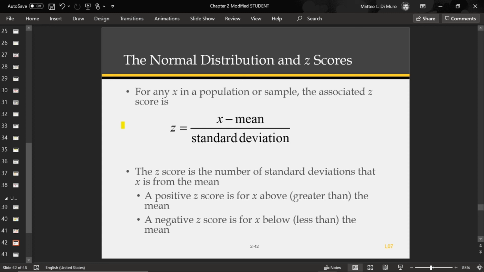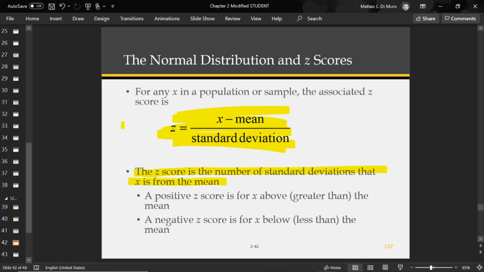For any x in a population or sample, the associated z-score is, voila, x, as in the data point, minus the mean, divided by the standard deviation. So what is this? Well, the z-score is the number of standard deviations that x is from the mean. So you're taking your data point, you're subtracting your mean, so you're finding how far away it is from the mean, and then you're dividing by the standard deviation. That's going to tell you how many standard deviations fit inside that number.